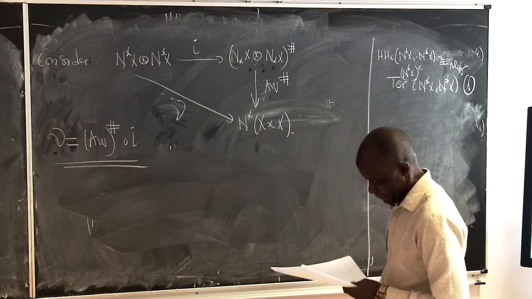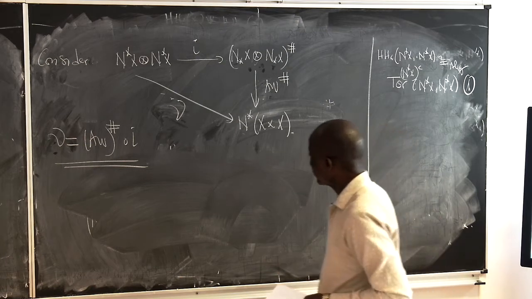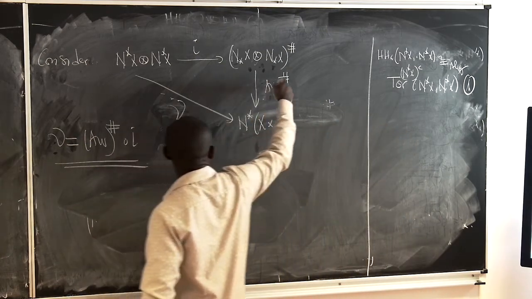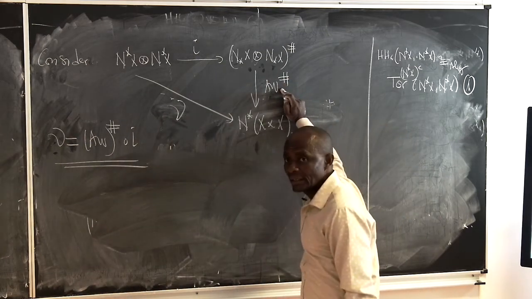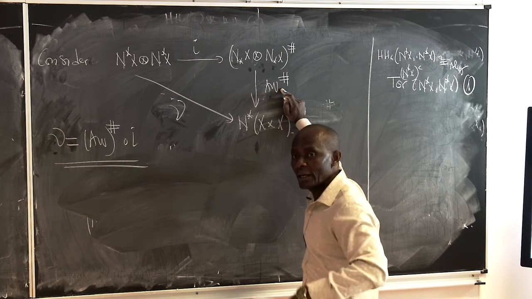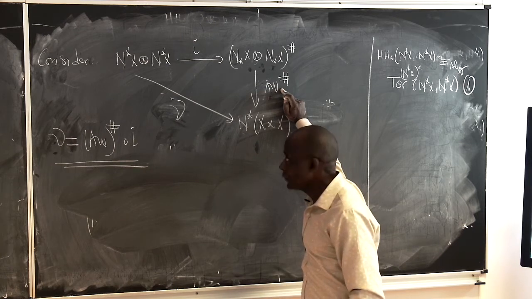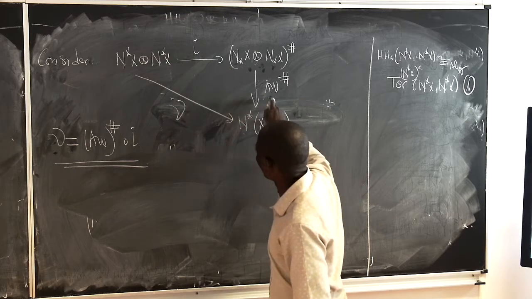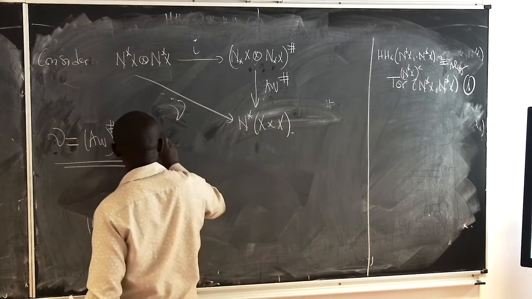Okay, so the Alexander-Whitney map is a quasi-isomorphism. So the dual is also a quasi-isomorphism. We have an equivalence here, so this composite is a quasi-isomorphism.